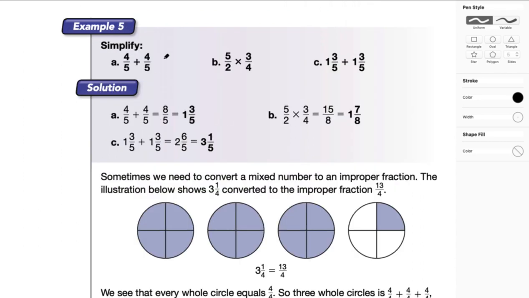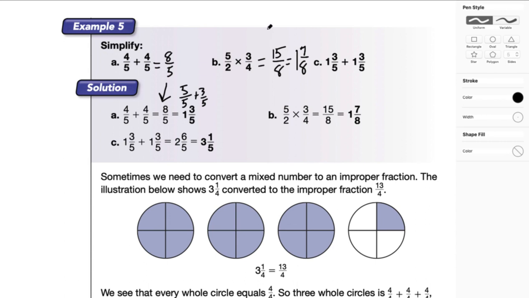In example 5, we're just called to do some things that we've been doing before, some addition, which is going to get us 8/5, but that's an improper fraction. So we break it down as 5 over 5 plus 3/5, which is really just 1 whole and 3/5. Here we're asked to multiply. We know when we multiply fractions, we multiply straight across. So we get 15 over 8. That 15 over 8 is an improper fraction. So we can look at it as how many times does 8 go into 15? It does 1 whole time, and then it has a remainder of 7. So we get 1 and 7/8.